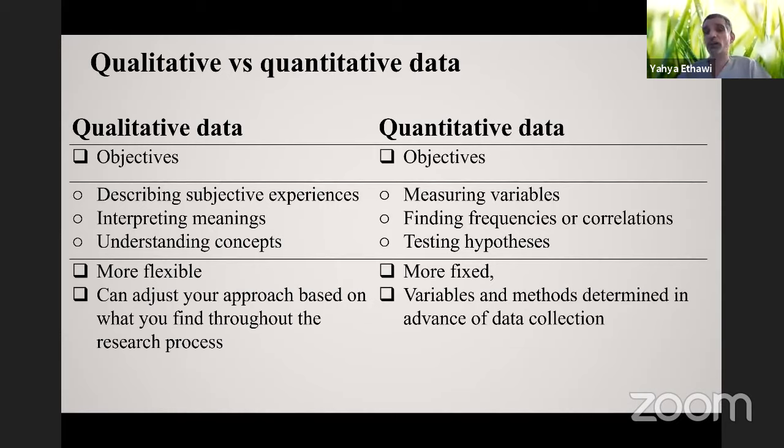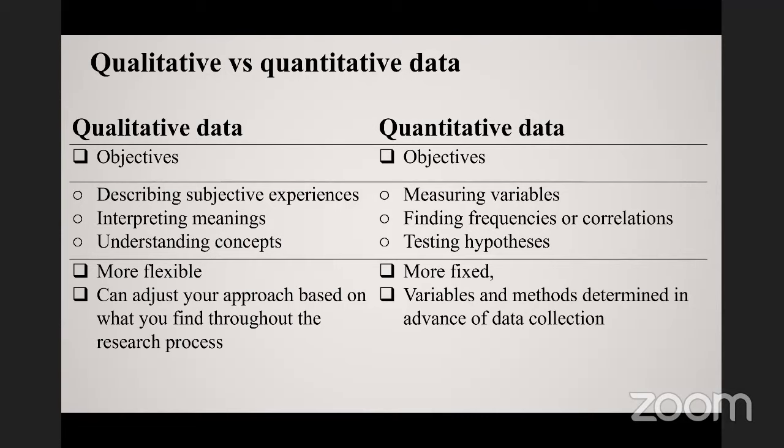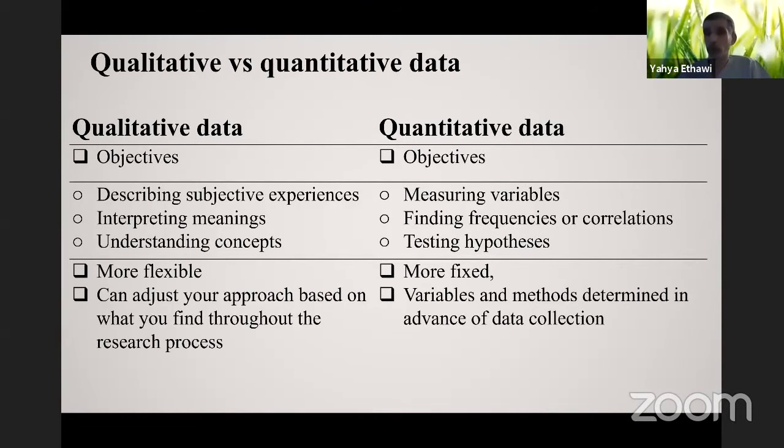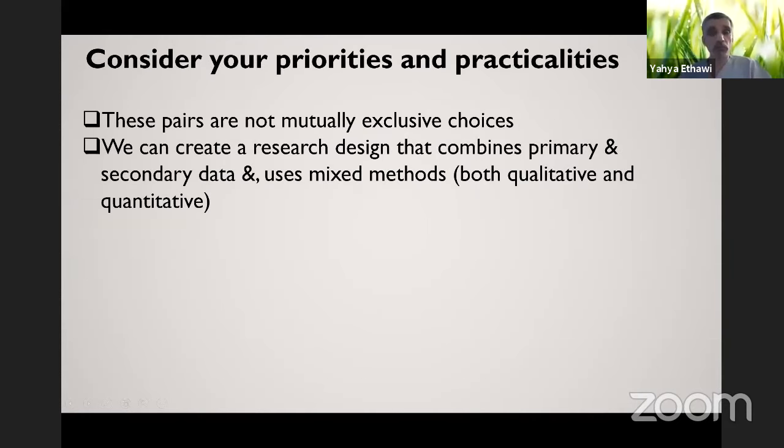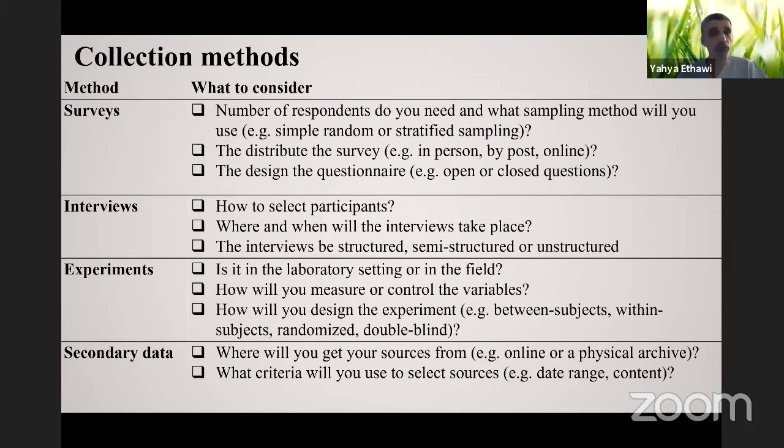So quantitative are numbers that you can test. Qualitative, you cannot test. Qualitative, you can change with time. Quantitative one, we cannot change. Quantitative, you have to determine it before the study. Qualitative, you can change as you go on and collect the data. Yes, thank you. You're most welcome. So now, please remember to consider your priorities and practicalities when you consider qualitative or quantitative.